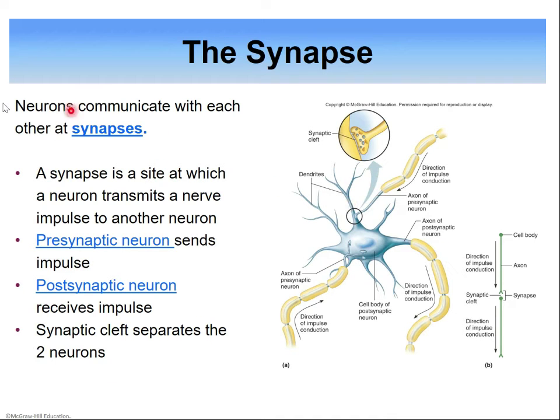Know what the synapse is. It's the communication between two nerves or the communication between a nerve and a muscle. The presynaptic neuron is before the synapse, postsynaptic neuron is after the synapse. And how do they communicate? Via neurotransmitters.